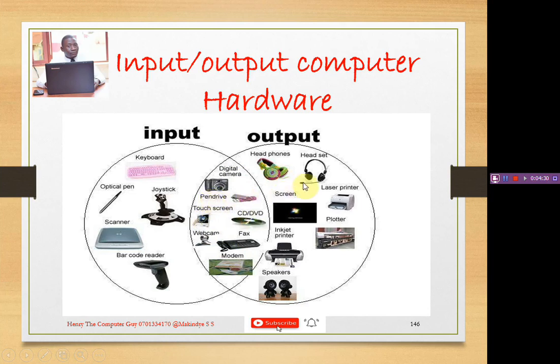Then when we come to output, we can have the headphones, the headsets, screen, the printers, the plotters and others. Then at the same time, we can have these ones. They can act as the output at the same time. So in the middle here is where we have the input output. So they can fall in either the input and again on the side of output. So we can have the digital camera, the touch screen, the CD, fax, modem, and others we have not talked about. So let's continue.